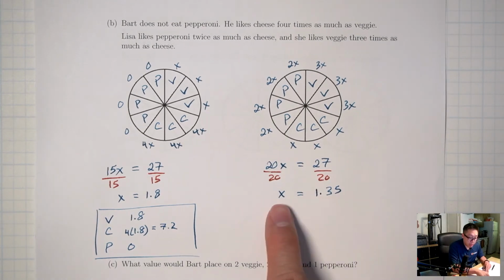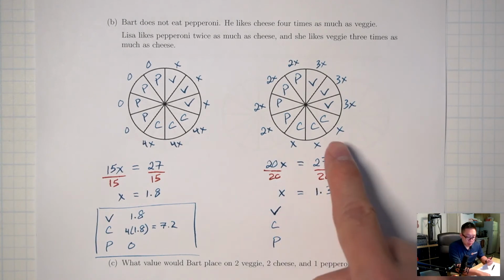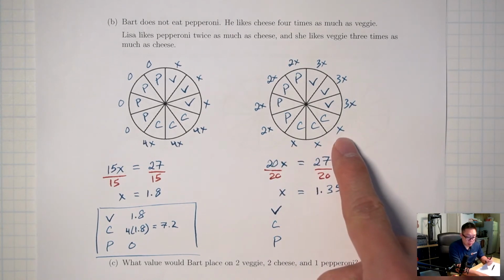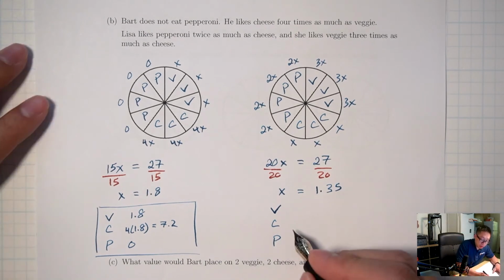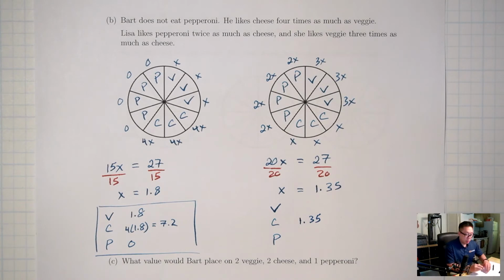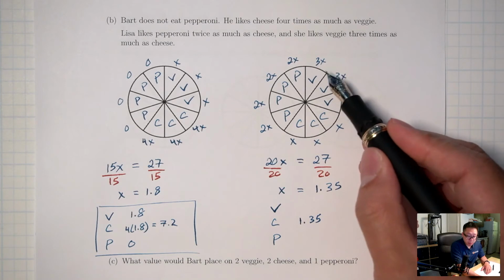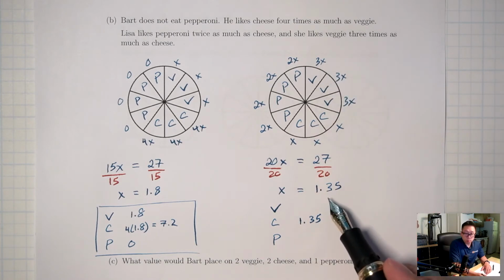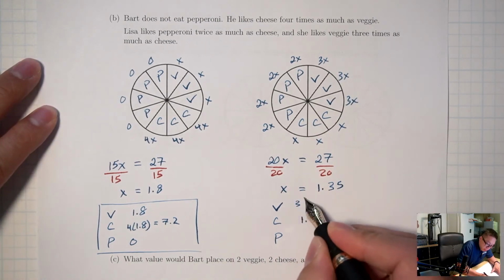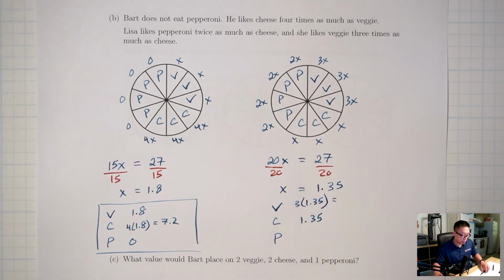Okay, 1.35 is x. What did we label as regular x? Cheese, right? So cheese, we labeled regular x. So cheese is worth $1.35. What about veggie? Veggie, we labeled as 3x. That means 3 times x. So 3 times the 1.35. So 3 times 1.35 is 4.05.